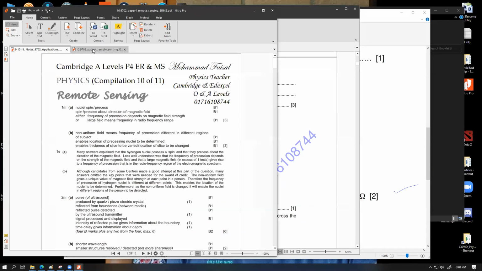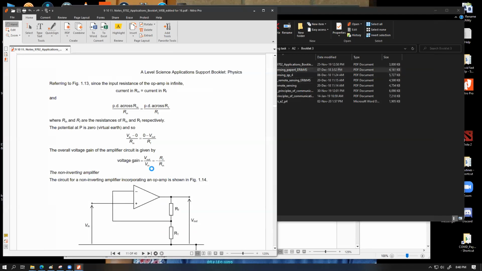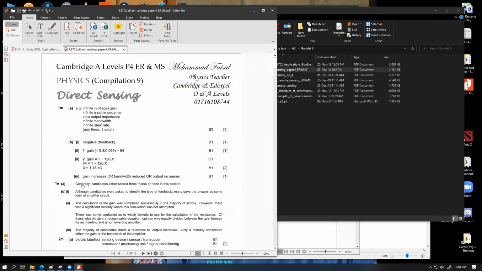So let's have a look at the mark scheme. What do they say? Sorry, I'm pulling up the direct sensing and the mark scheme. Gain increases, or output increases, or they are saying bandwidth reduced.